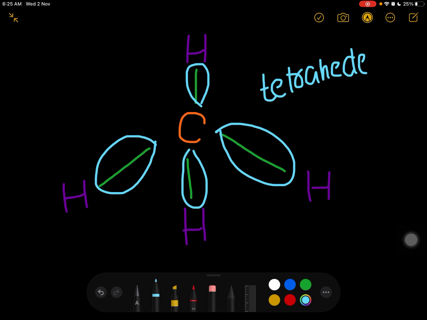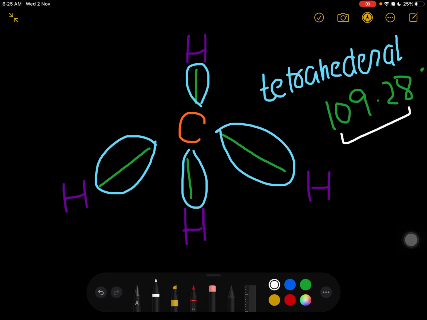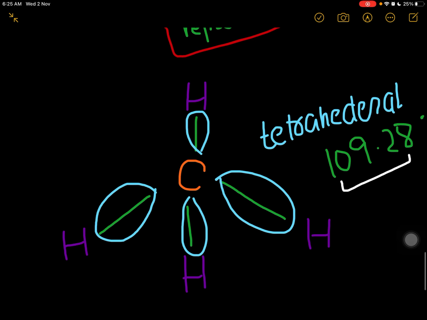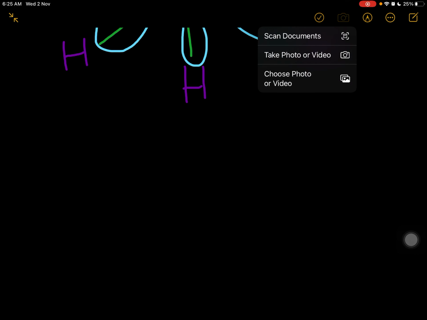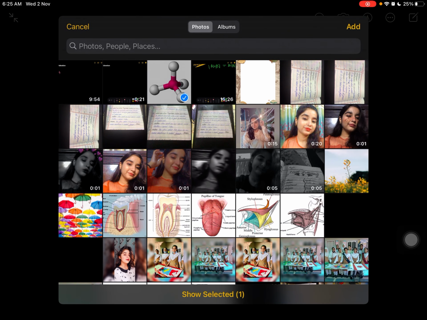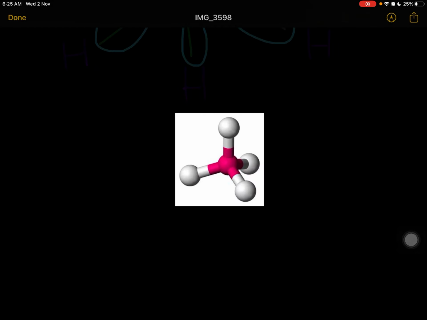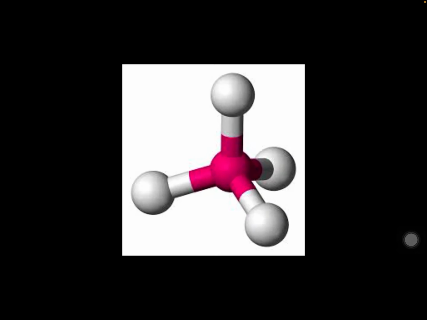We won't say the shape is tetrahedral, and the bond angle between them will be 109.28. This will be the bond angle between them, but I will be discussing the bond angles, the geometries and the types of hybridization later. I hope this concept is clear to you now, how it is forming. Let me show you the geometry. You can see over here now. Maybe it's clear to you.